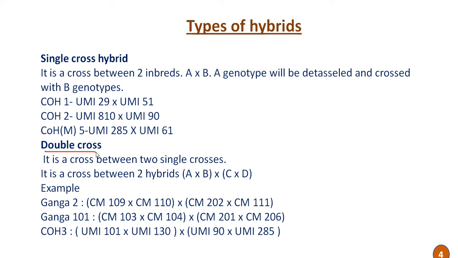Then next is double cross hybrid. So double cross hybrid is a cross between two single crosses. It is a cross between two hybrids, that is A into B crossed with C into D. So this is the double cross hybrid, and examples are Ganga 2, Ganga 101 and COH3. So these are the double cross hybrids of maize having these parents.